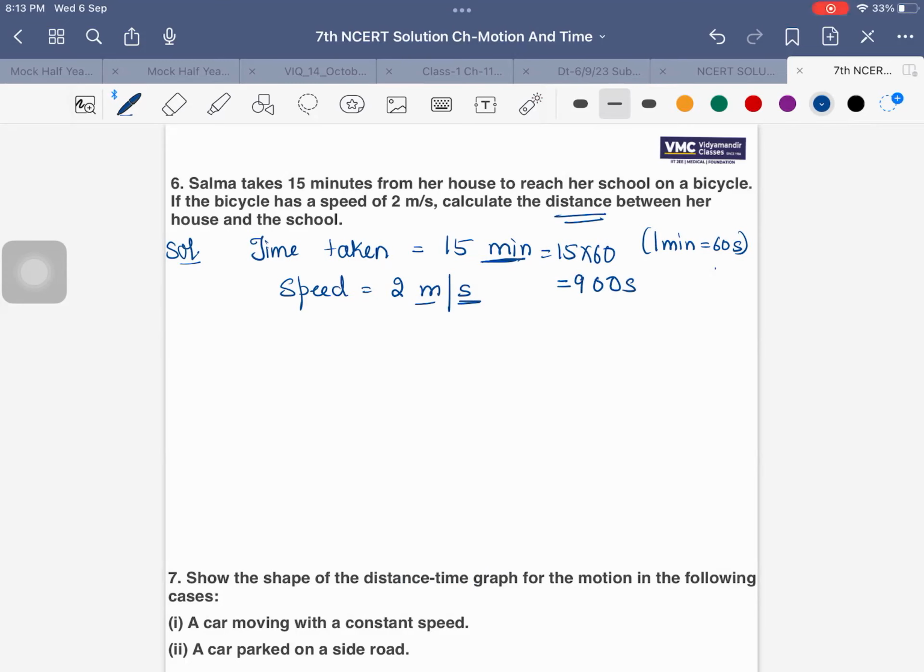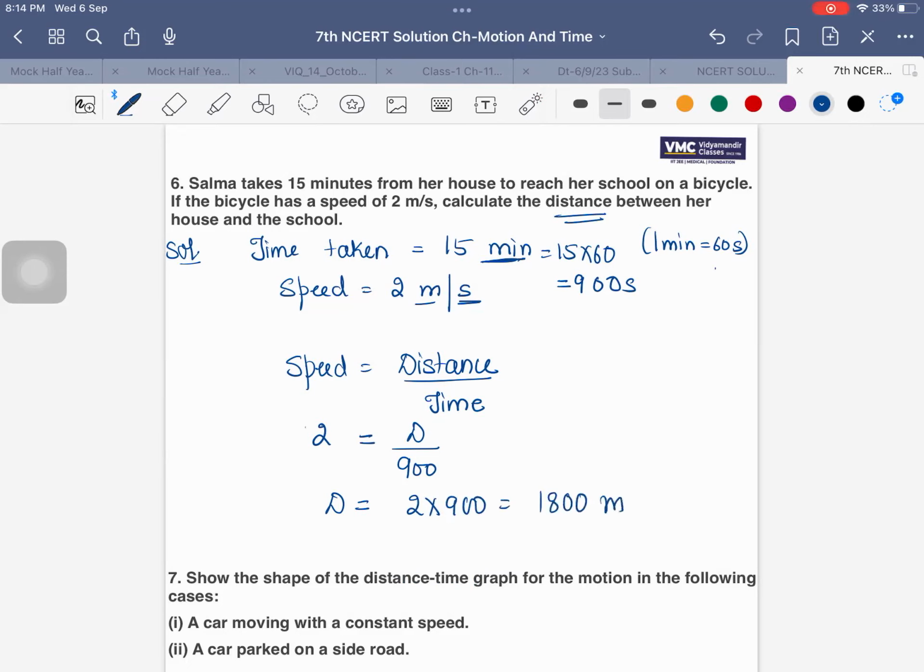We get 900 seconds. So the formula for speed is equal to distance upon time. Speed is 2, distance we have to calculate, time is 900. So what is the distance? It's 2 multiplied by 900, which is 1800 meters. This is the value for the distance.